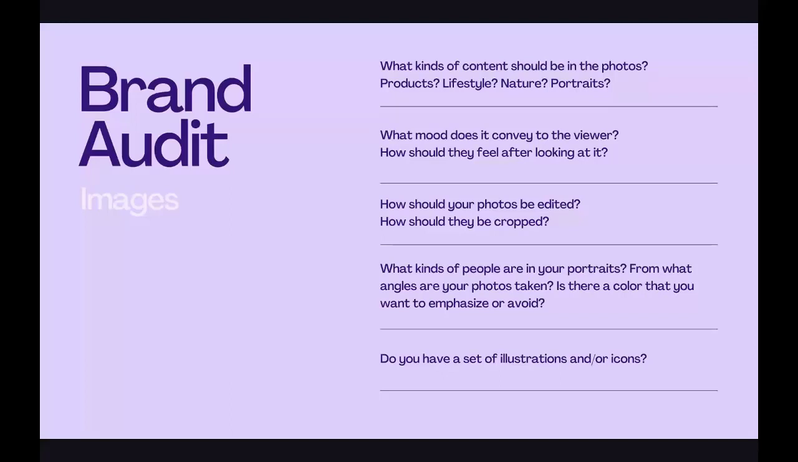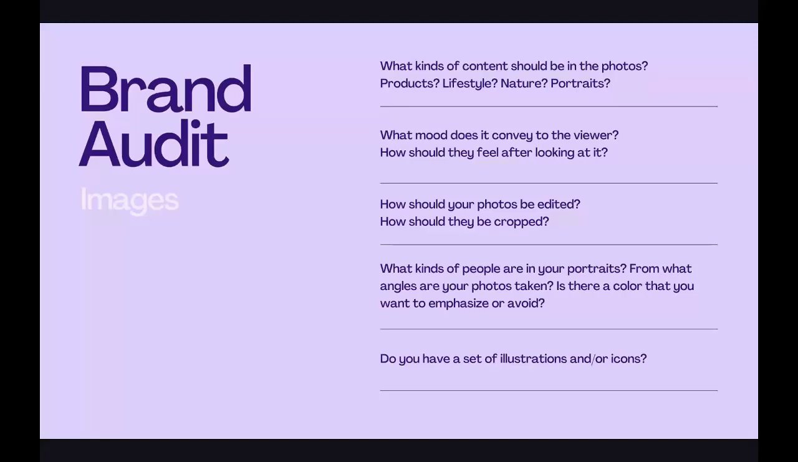So what kind of content do you want your photos to include? Is it more about maybe products? Is it more about lifestyle? Do you really want to show pictures of your community going about their lives? Is it more about nature? For example, if you work on sustainability, maybe animal welfare. Is it more about really close-up portraits of people to get that storytelling across?